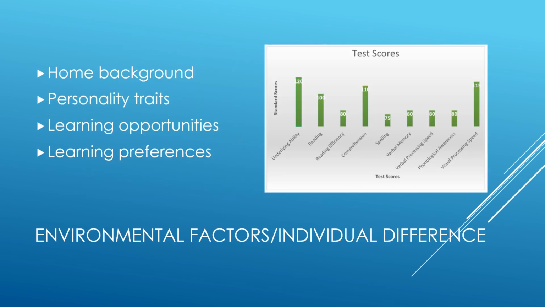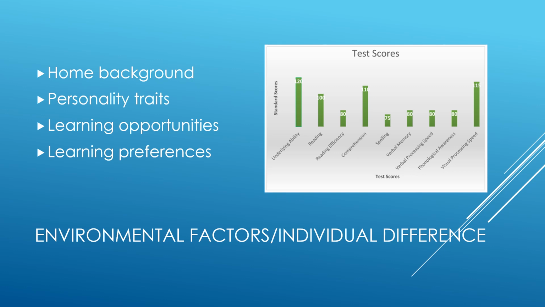And as with all statistical information, we do have to take into account individual differences. We have to think about what their home background is like, any personality traits, what learning opportunities they have had, what their learning preferences are. Environmental factors and individual differences are very important to take into account. And you very rarely get anybody with a completely linear profile where they're scoring 100 for every single test you do with them. But what we do tend to see with dyslexic individuals is what we call a spiky profile, and that's where you may have some real discrepancies in scores.